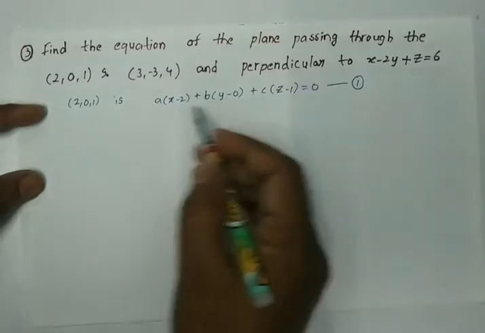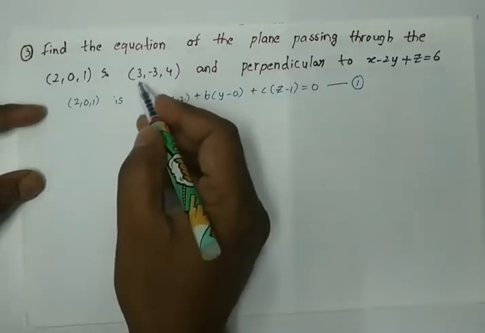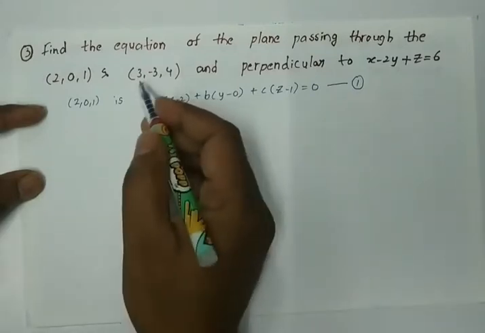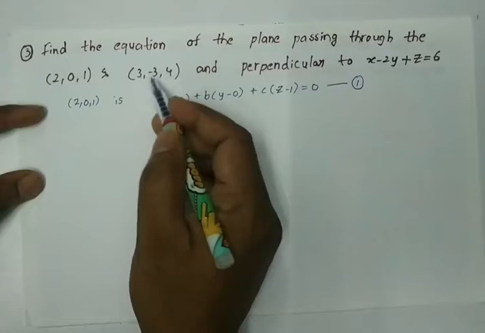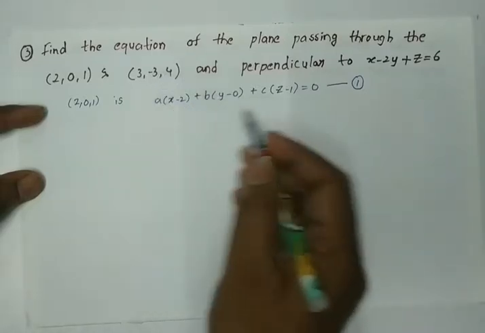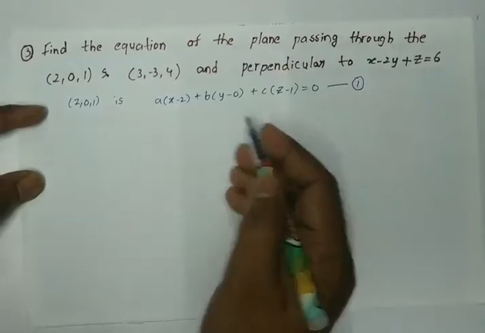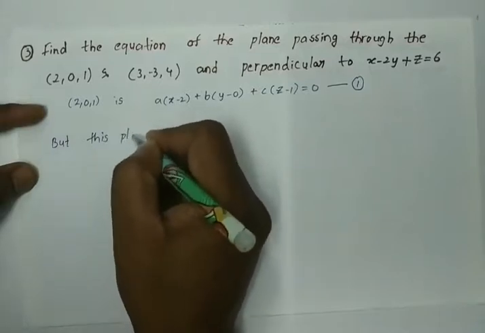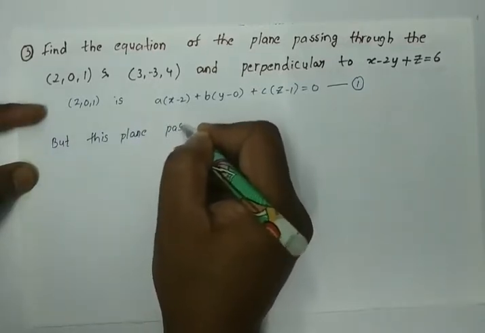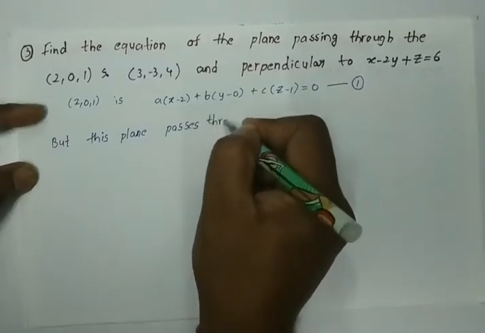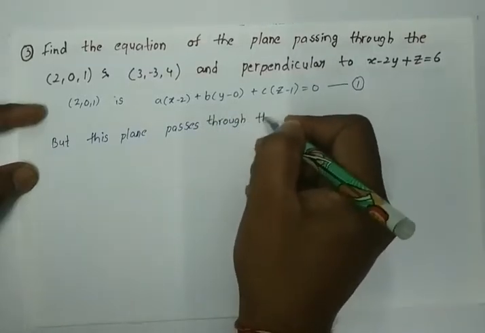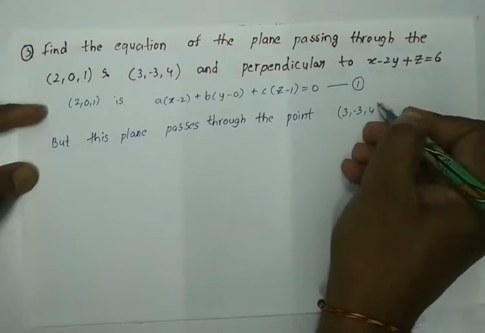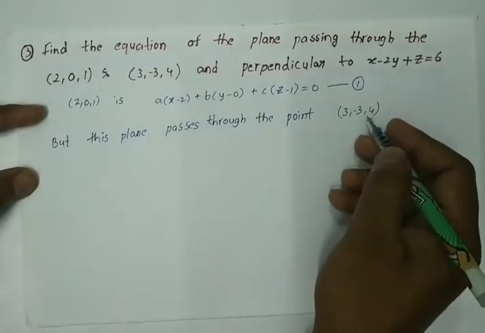But this plane passes through the point (3, -3, 4). That means this point must satisfy this equation.